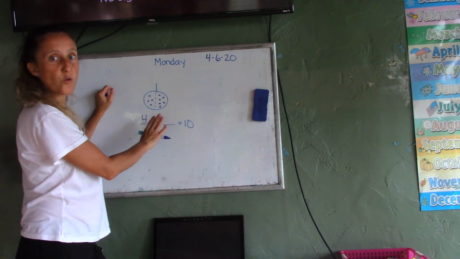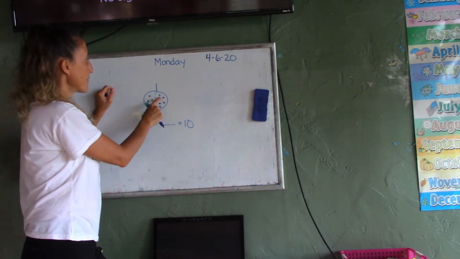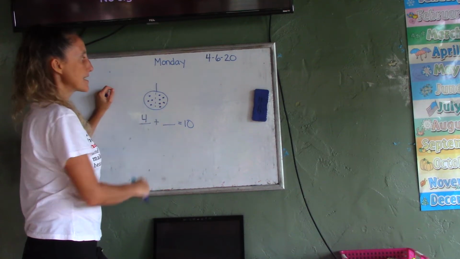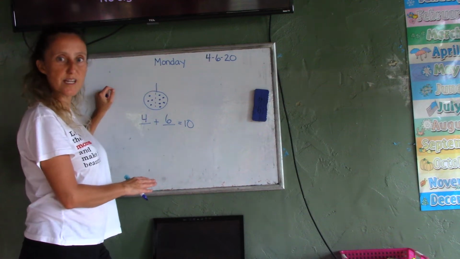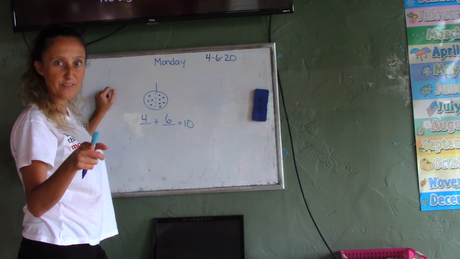So now there's a total of 10 seeds in my apple. Let's count how many are on this side. Are you ready? 1, 2, 3, 4, 5, 6. There's 6 seeds. And that is a true statement. 4 plus 6 equals 10. Okay, can you think of another one?